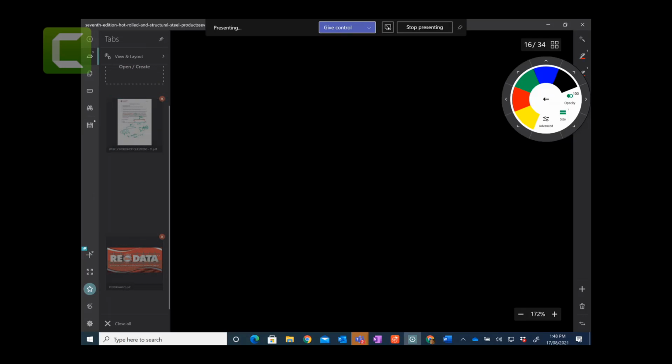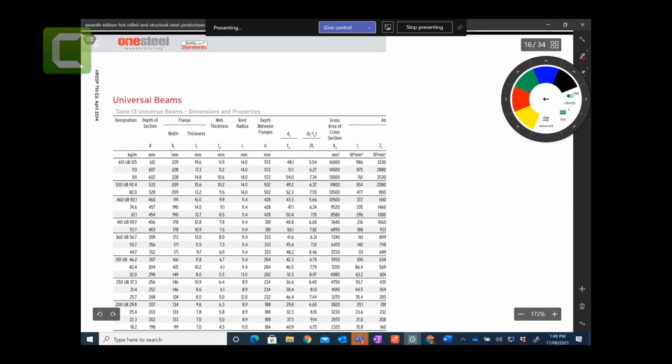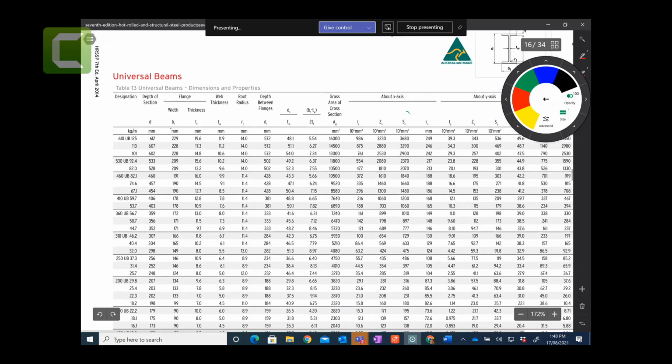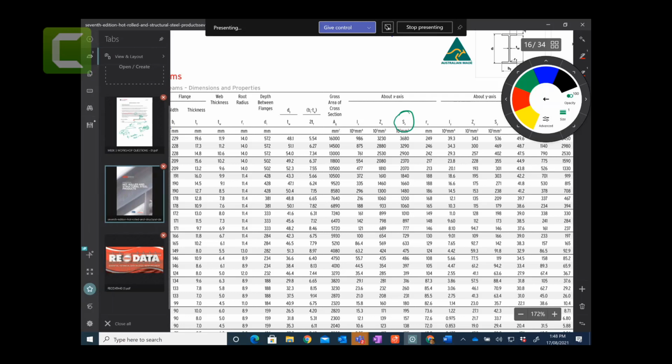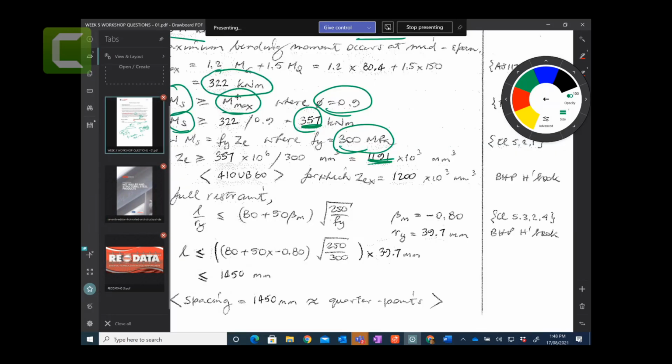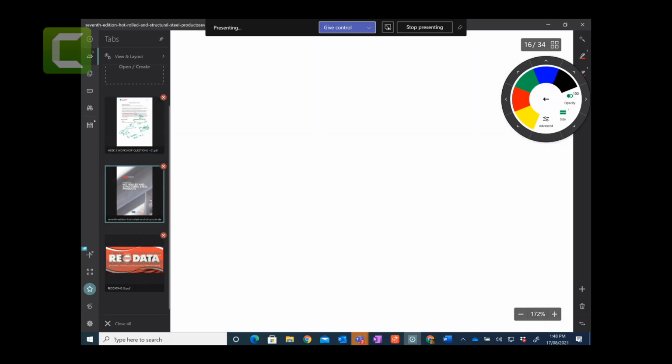Is it coming? Okay. So 1191, you remember that one, right? So look at the plastic section modulus. We don't need to look at the elastic section modulus. I showed you in the lectures, we spent a good 15 minutes on the elastic section modulus and the plastic section modulus. So the plastic section modulus we need to look at. And what was that magic number? It was 1191. So let's look at that.